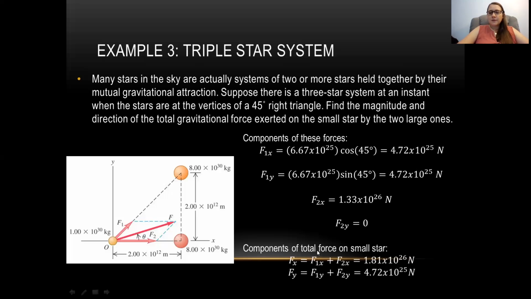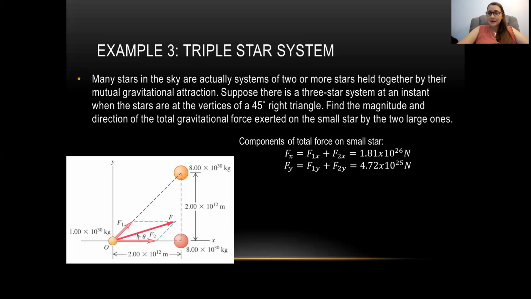So if we figure out the total force, its components, again, this is going back to chapter 1, vector addition, vector math. The x component of the total force is those two x components added together. So 1.81 times 10 to the 26 newtons. And the y component of that total force is the y components added together. So 4.72 times 10 to the 25 newtons. Okay, so we have the components of that total force.